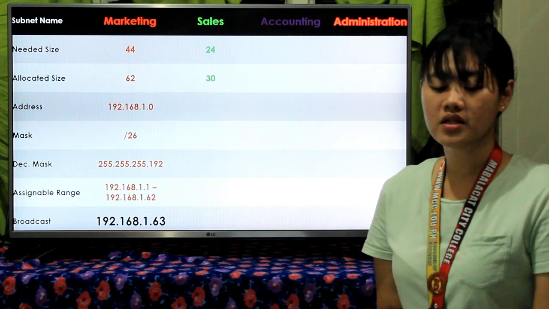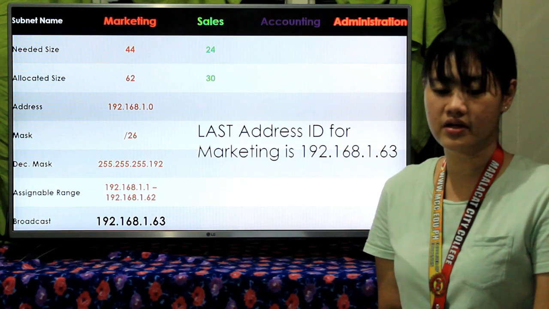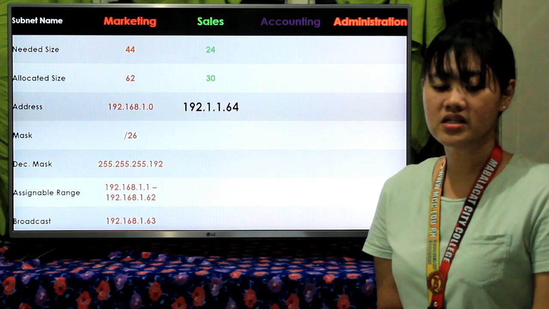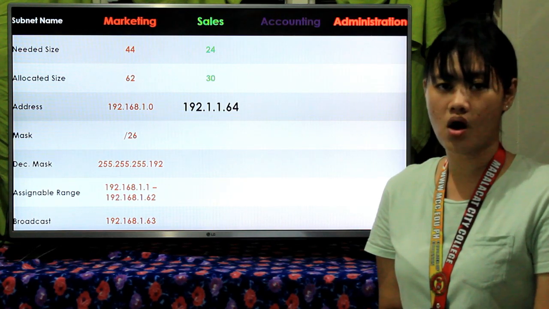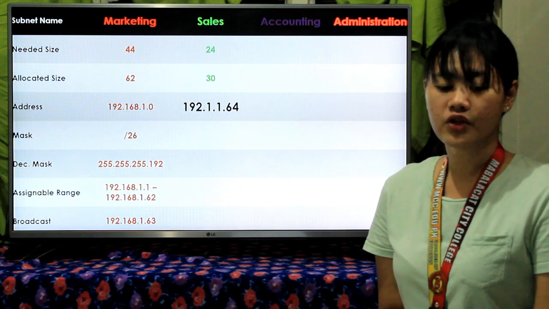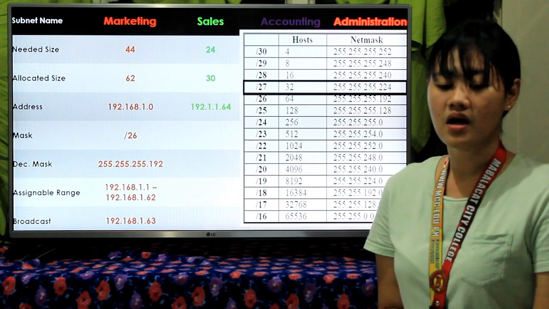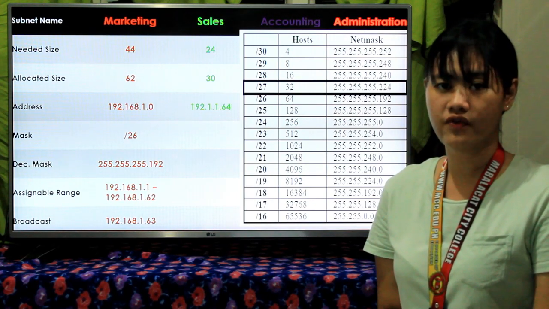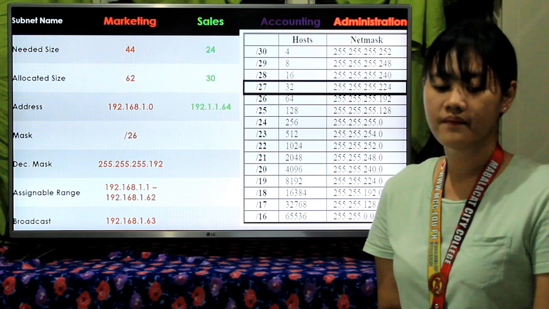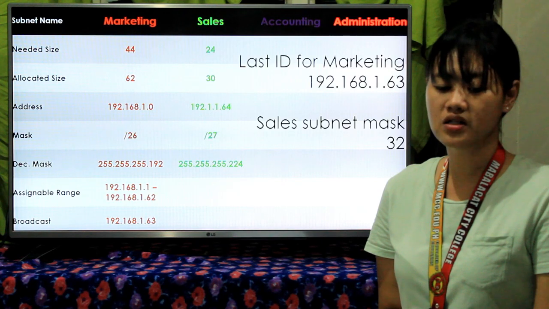The last ID for the marketing department is 192.168.1.63. Therefore, the next network ID or address is 192.168.1.64. And 32 hosts falls to the /27 new subnet mask, with a decimal mask of 255.255.255.224.